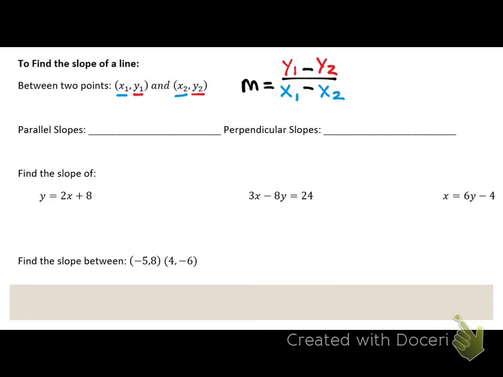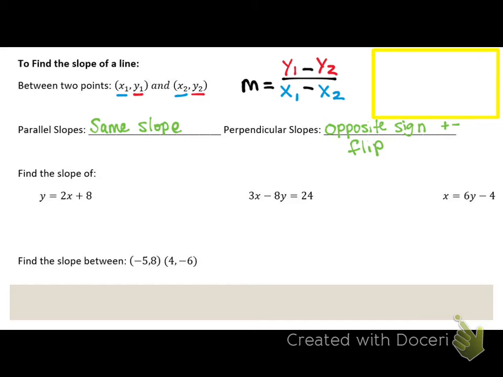What do we know about parallel slopes? They're the same slope. Good. And then what do we know about perpendicular slopes? They're not the same. Good. So they're opposite sign and they're flipped. Opposite sign, and we're talking positive, negative. And then you flip it.